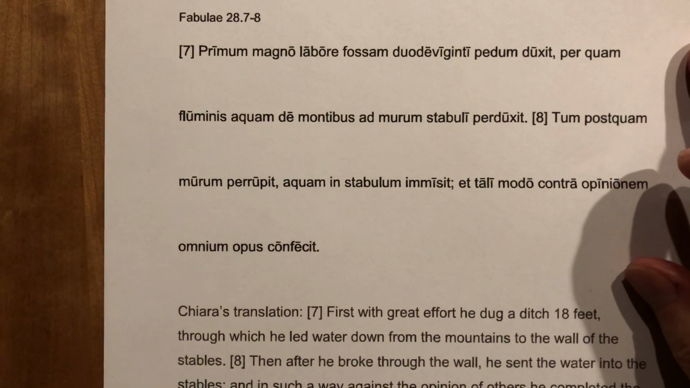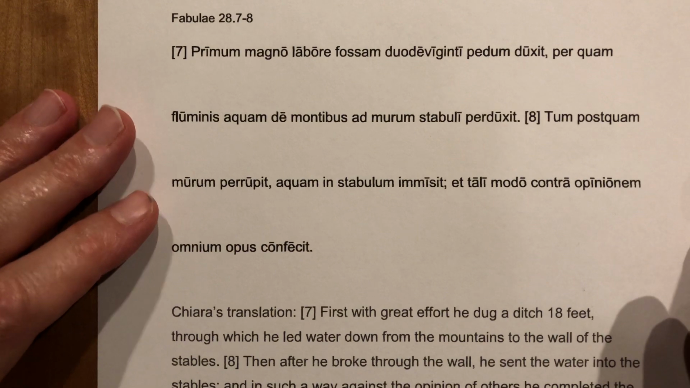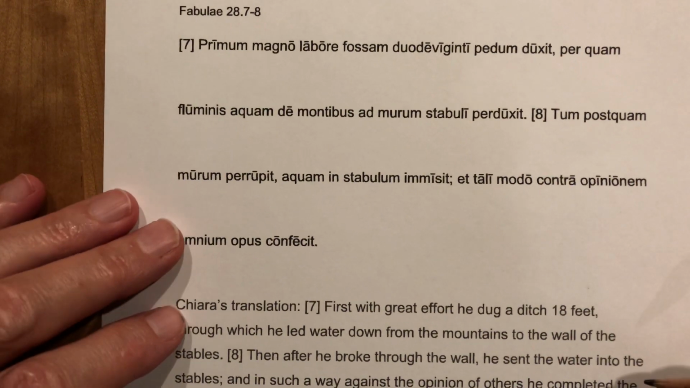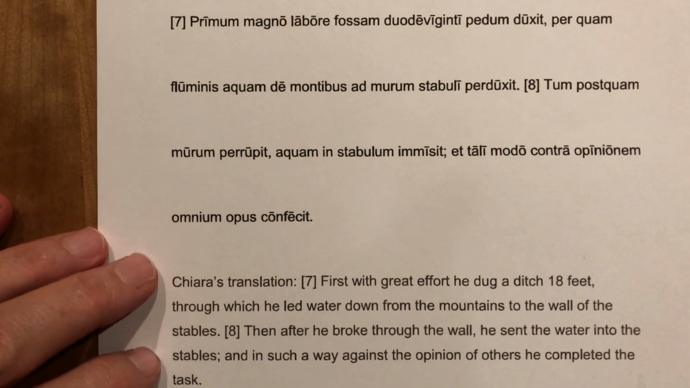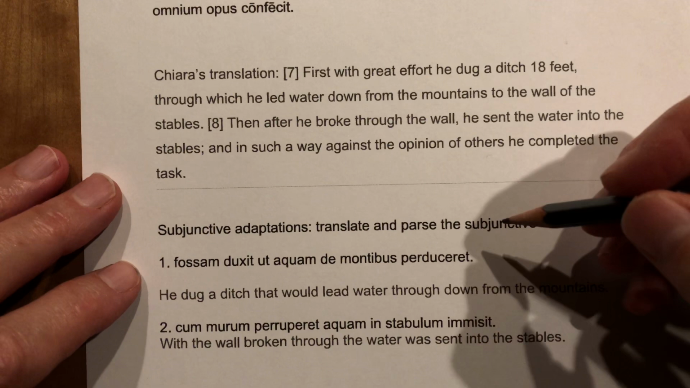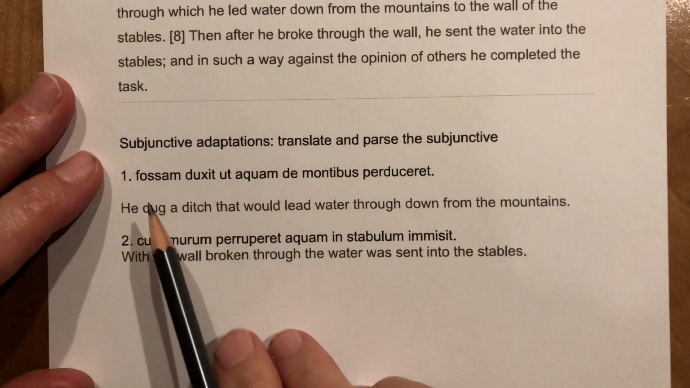This is Fabulae 28, 7 to 8, and this is Chiara's translation here. It looks fantastic. I won't read it back to you because you did great work there. And down at the bottom, I think you had some questions about the subjunctive adaptations. So let's go over that.